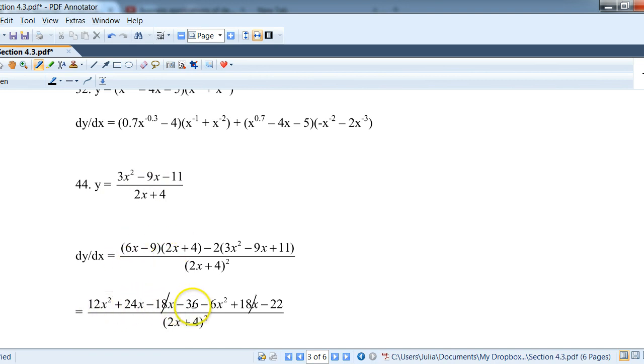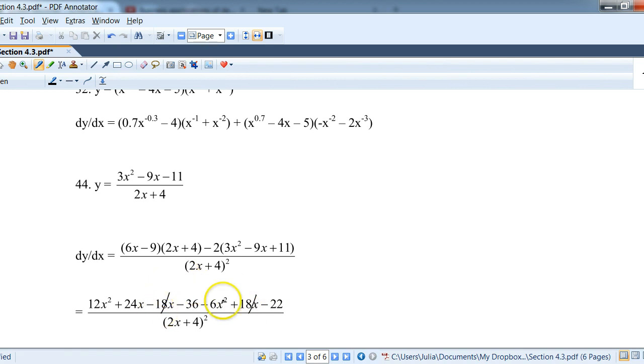Notice how I did not combine anything. These are actual FOILs. 6x times 2x is 12x squared. Then 6x times 4 is 24x. Then negative 9 times 2x, negative 18x. Then negative 9 times 4, negative 36. And distribute negative 2. We'll get negative 6x squared plus 18x minus 22.